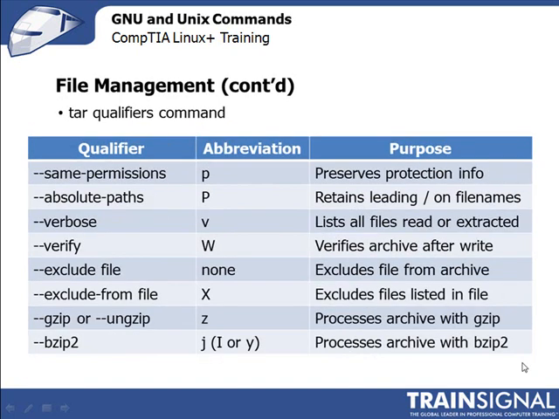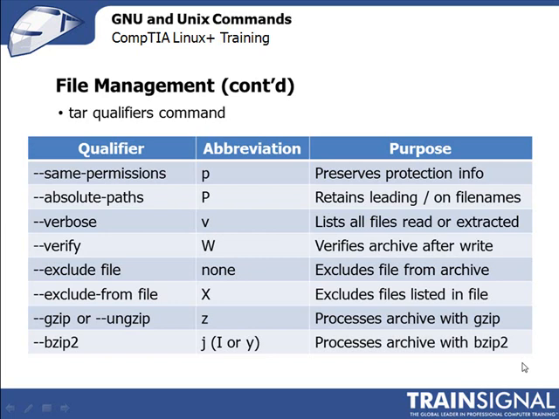And our last group of qualifiers begins with --same-permissions, abbreviated by a lowercase p, and that preserves all protection information. --absolute-paths, with the capital P abbreviation, says to retain the leading / on all file names. --verbose, with the lowercase v abbreviation, says to list all files read or extracted. --verify, with the capital W abbreviation, says to verify the archive after the write operation.